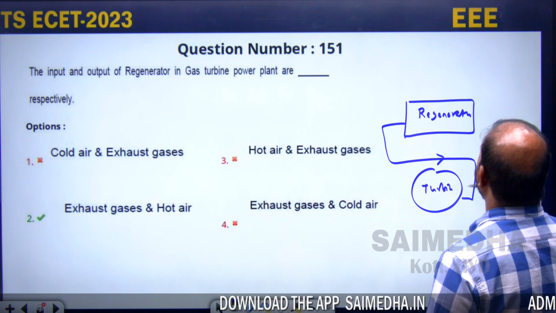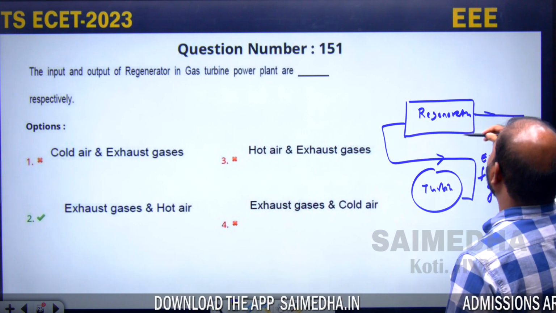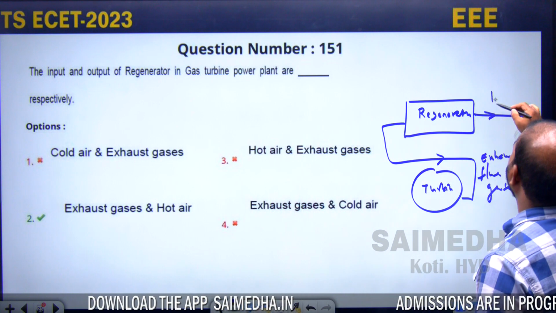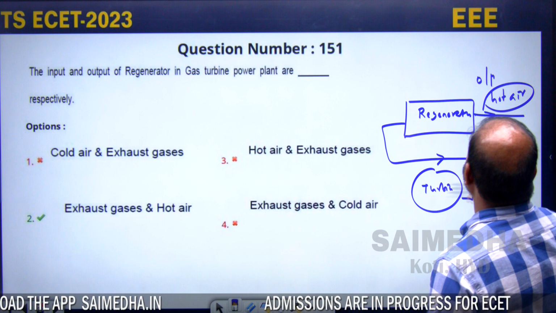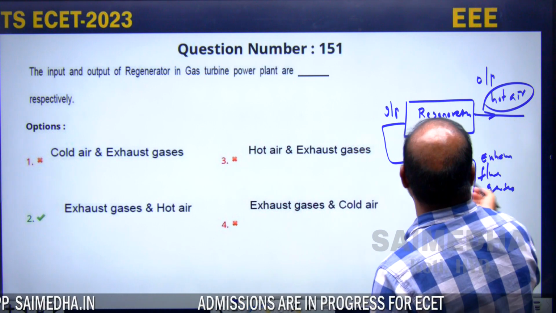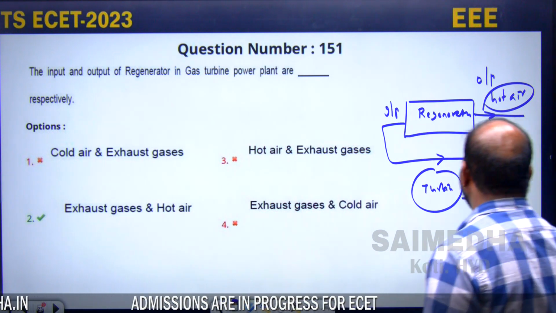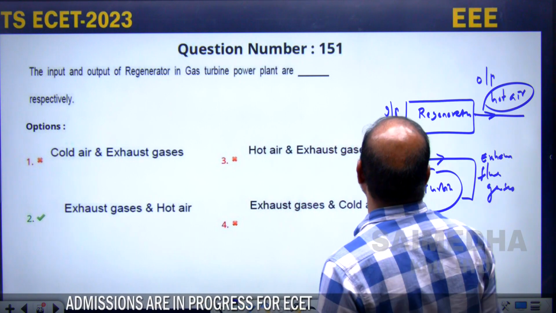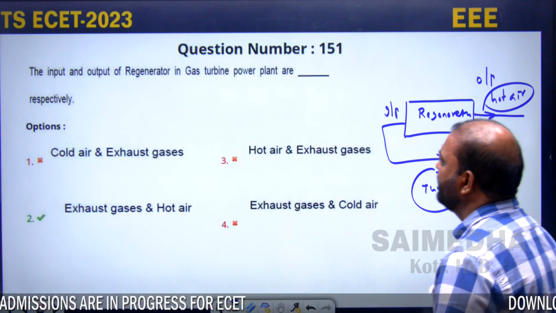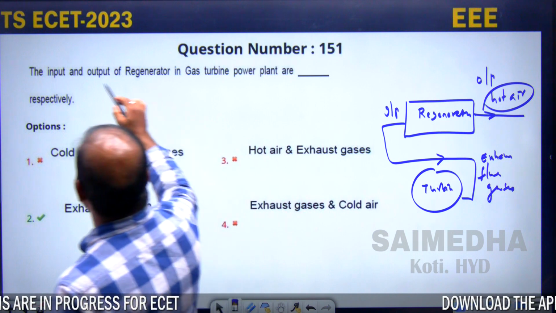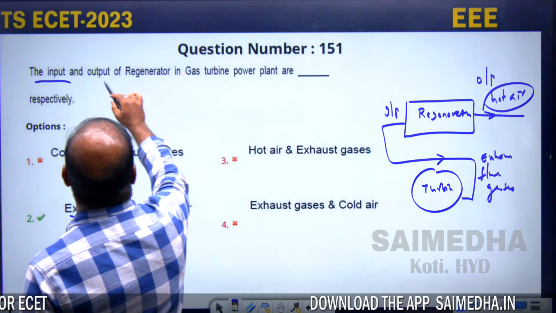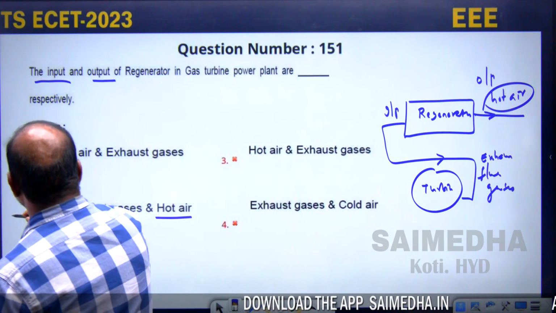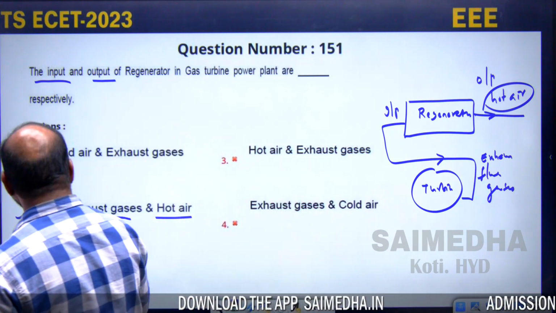Flue gases will be given to the regenerator, and the regenerator will heat them up and convert them into hot air. So at the output stage we will get hot air, and at the input stage we use exhaust flue gas. At the input stage we consider exhaust gases, at the output stage we get hot air. So option 2 is the right answer.